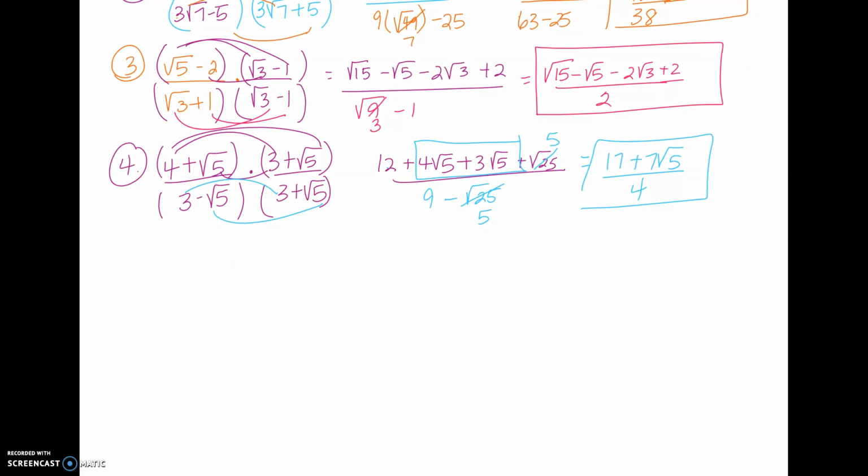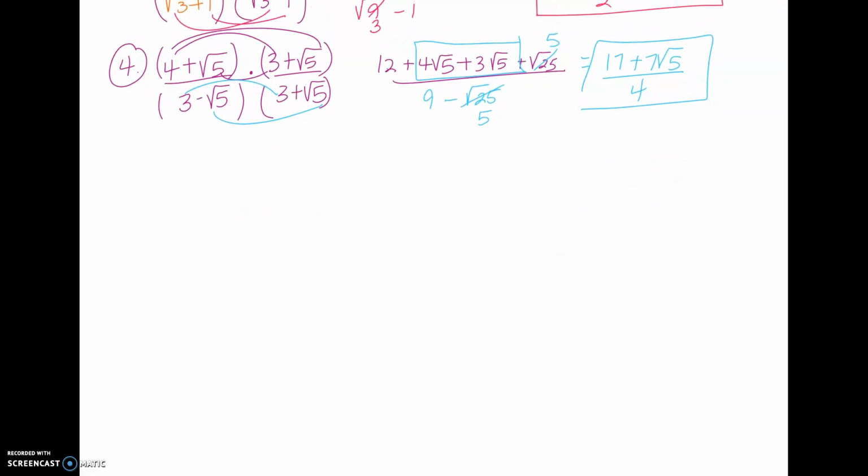Let's see. There's one final problem here that I want you to try to do, and I'm going to run out of time again probably. It says show that 4 minus the square root of 7 is a root to the equation x squared minus 8x plus 9 equals 0.